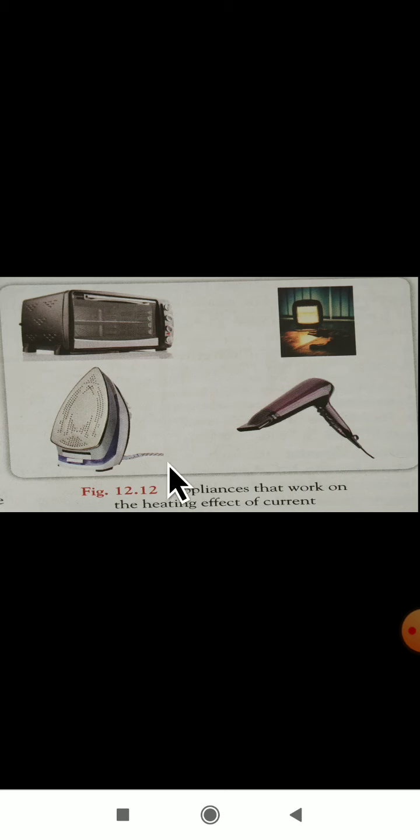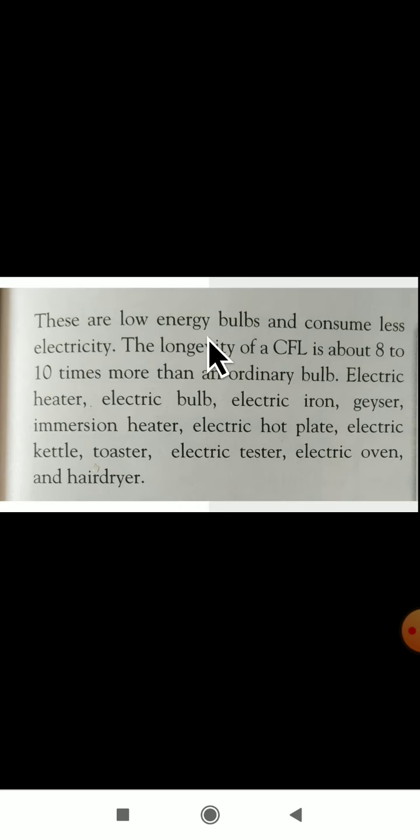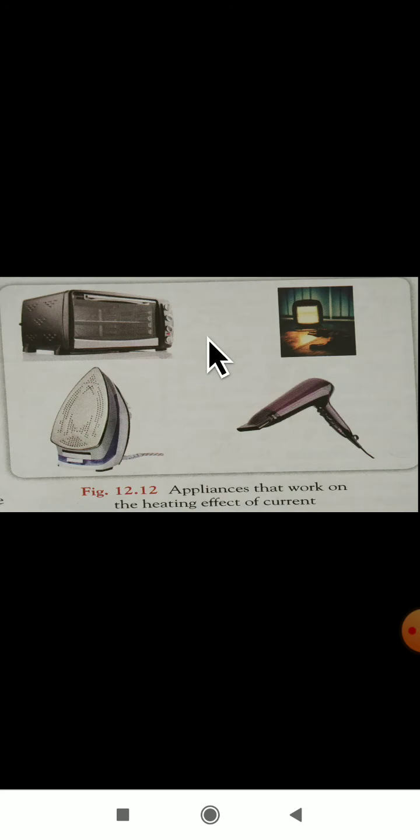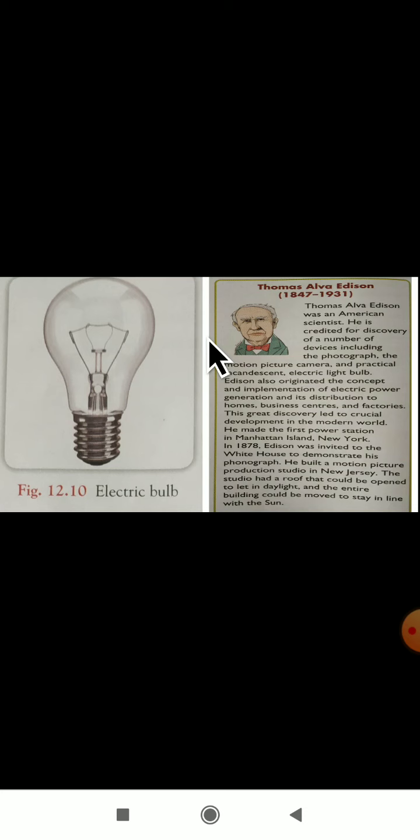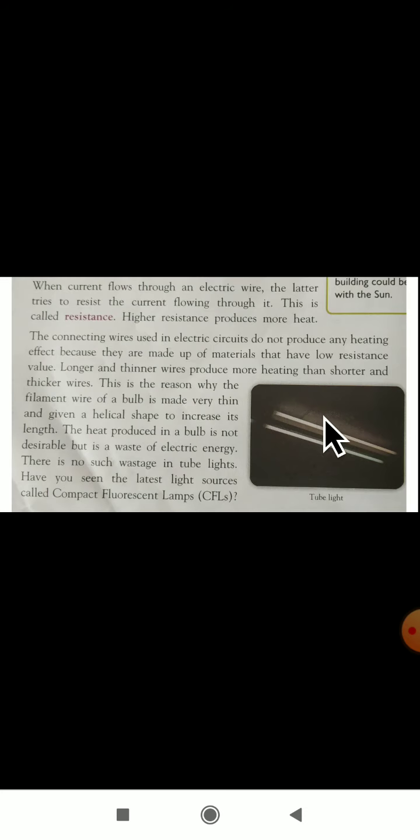You have observed an iron. Okay, this is a hair dryer machine. Okay, an oven is given here. These are all electric appliances that work on the heating effect of current. Okay, here they have given, as you know, this is the electric bulb and this is a tube light.